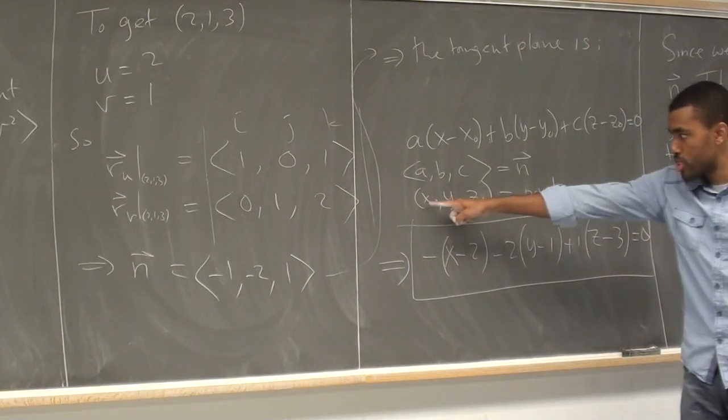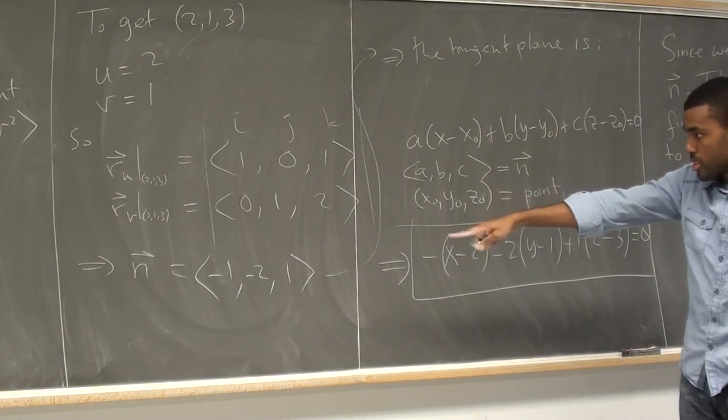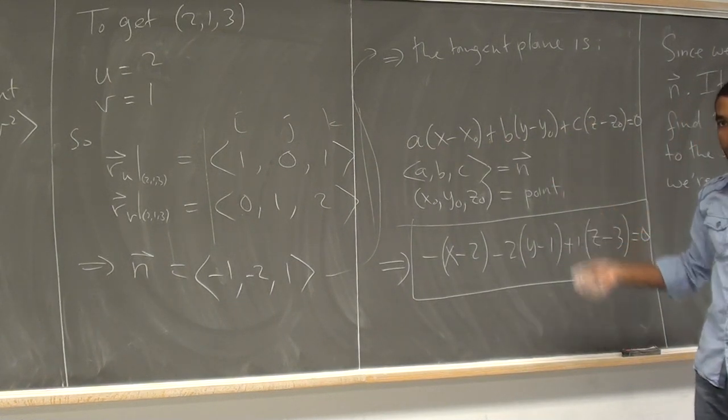Right? So we know the point. It's 2, 1, 3. So you're putting 2, 1, 3. You also know the normal vector: negative 1, negative 2, 1.